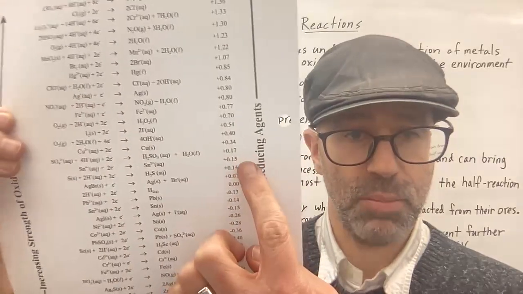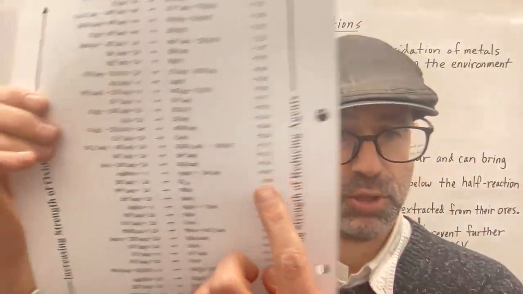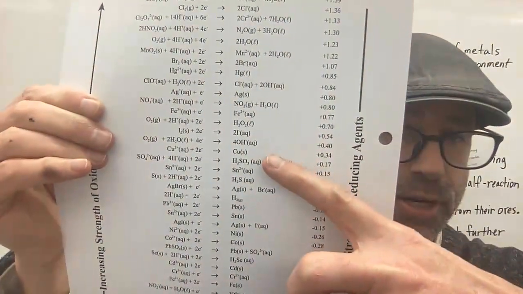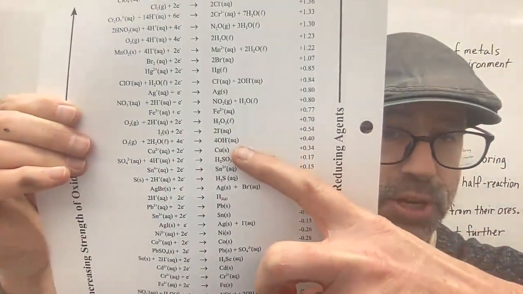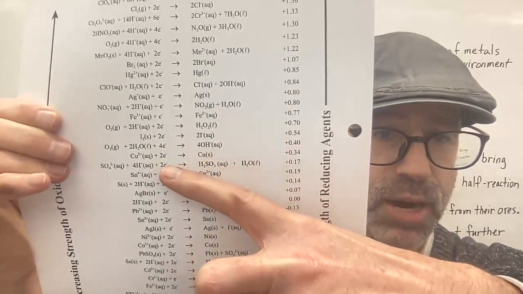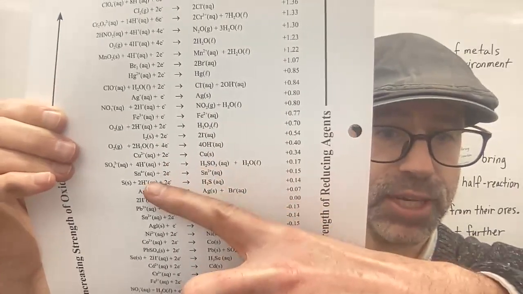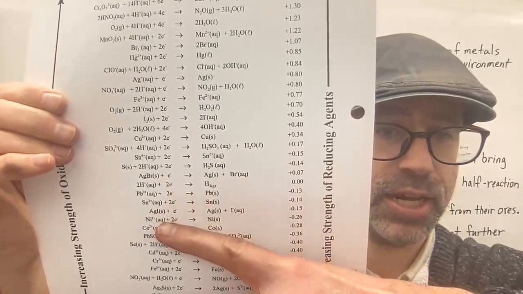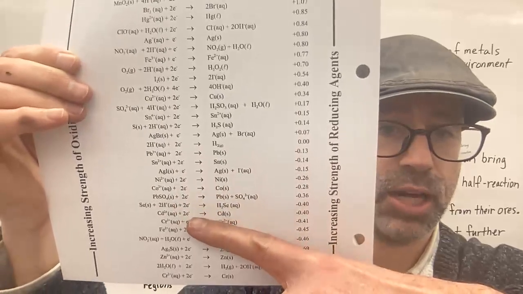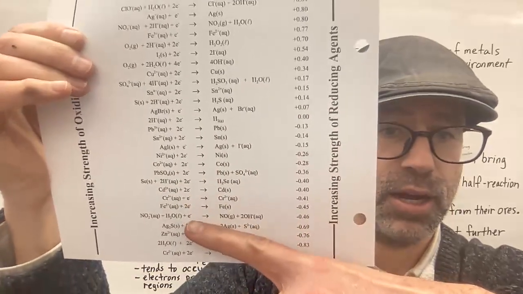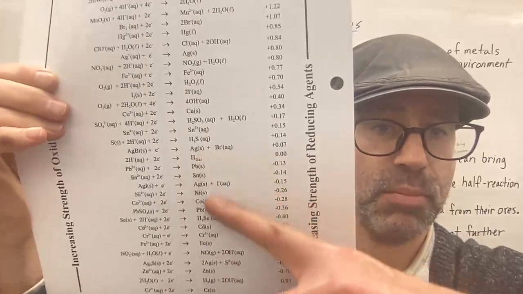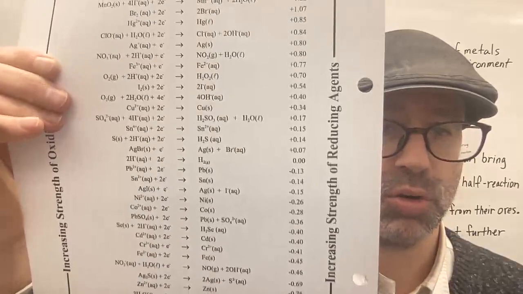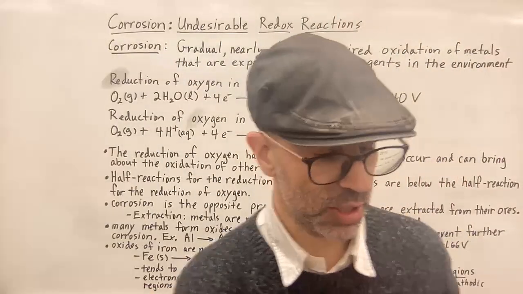Now look, a lot of the metals are below this. Here we have copper, so the reduction of copper is below that. We have tin, lead, tin again, nickel, cobalt, cadmium, chromium, iron, and zinc. So we have a lot of metals here. The redox half reactions of the metals are below that of the reduction of oxygen.